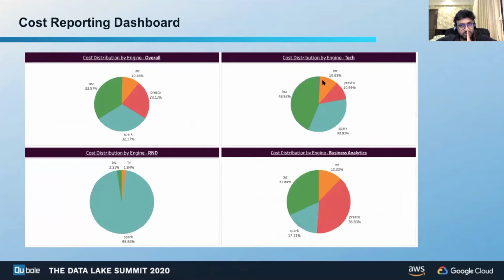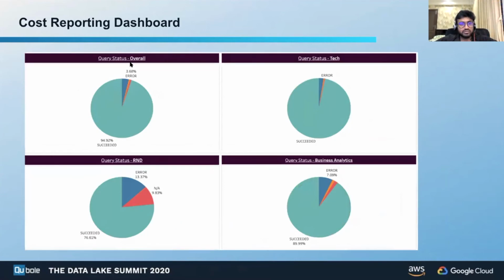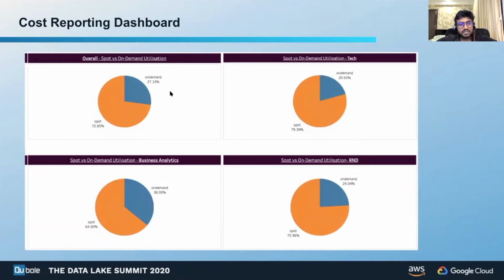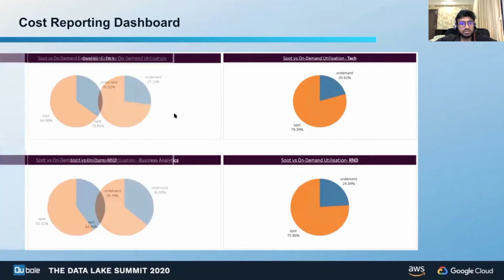This dashboard shows the cost distribution by engine. So how much Presto queries have cost you, how much Spark queries have cost you, and similarly Hive queries as Tez and MapReduce engine have cost you. This dashboard shows you the percentage of success queries and the percentage of error queries. So if you see the error percentage is very high, you can go and debug what is the reason for the error, and you can mitigate the issue. Similarly, we made a dashboard which showed us the on-demand and on-spot utilization and the cost associated with them.